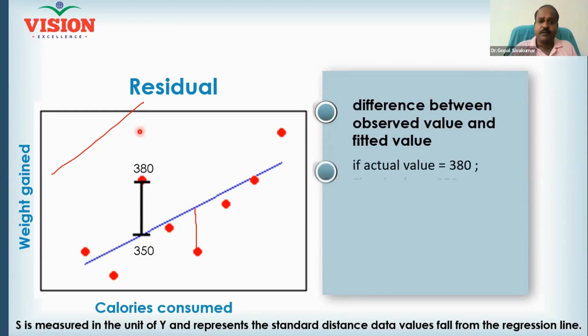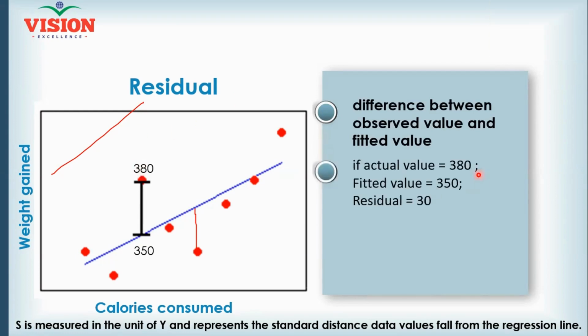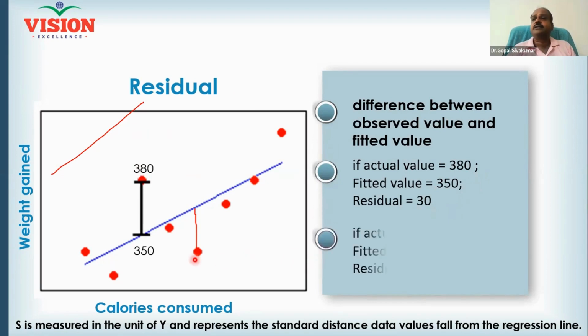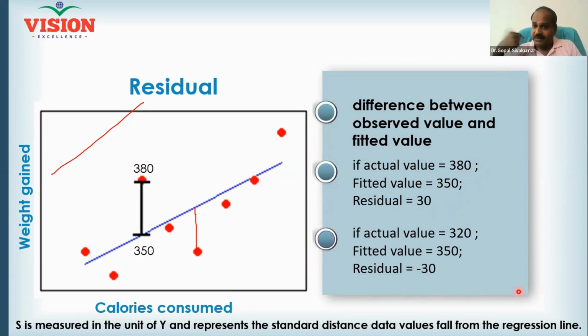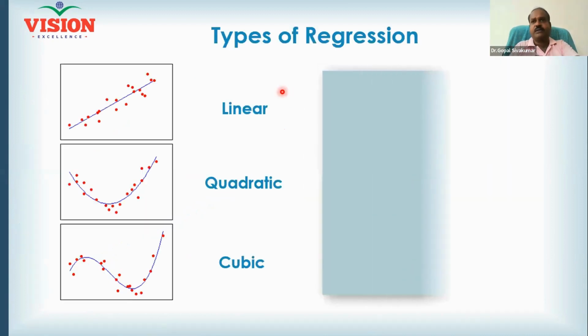Look here for this point. The observed value, or the actual value, is 380, but the fitted value is 350. So residual is positive. For the other point, the residual is negative. Since the residual is negative, when I simply sum them, they will cancel each other. So in order to minimize the cancelling effect, I square them and then add them. That's why I'm targeting the sum of the squared values to be minimum, which is called principle of least square.